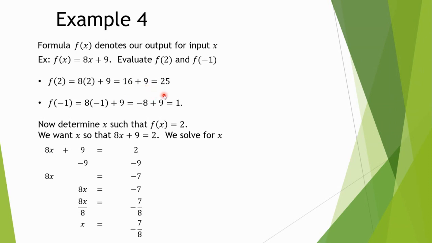So that's what we get here. What about -1? Well, when x is -1, f of that is going to be 8 times -1 plus 9, which is -8 plus 9, which is 1. So in this case, the input is -1. What does the function give you back? 1. That's what happens here. Good.